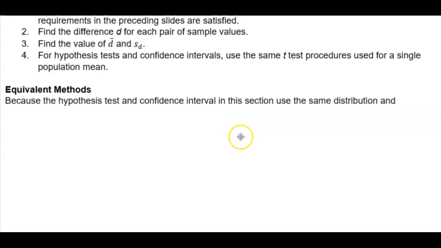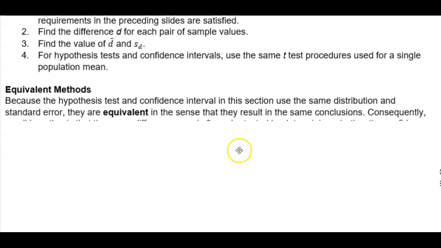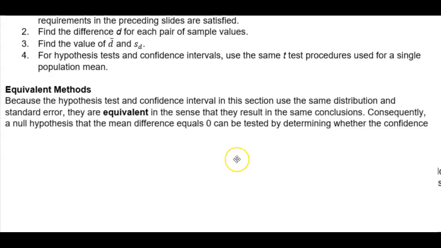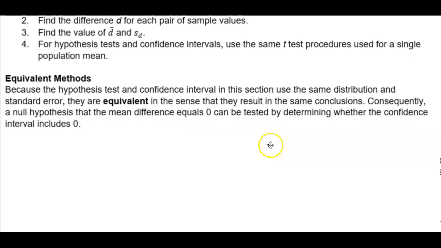Equivalent methods. Because the hypothesis test and confidence interval in this section use the same distribution and standard error, they are equivalent in the sense that they result in the same conclusions. Consequently, a null hypothesis that the mean difference equals 0 can be tested by determining whether the confidence interval includes 0.